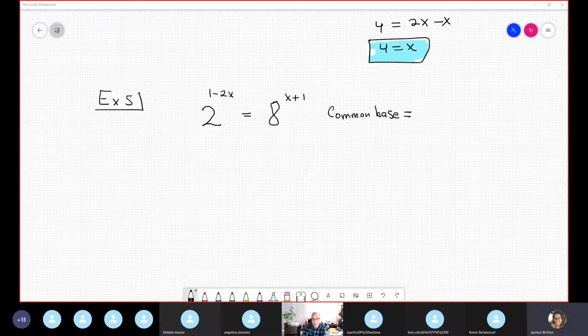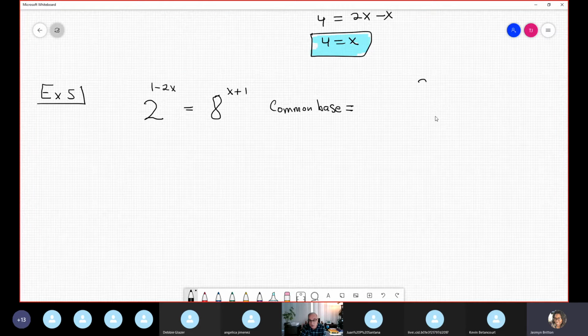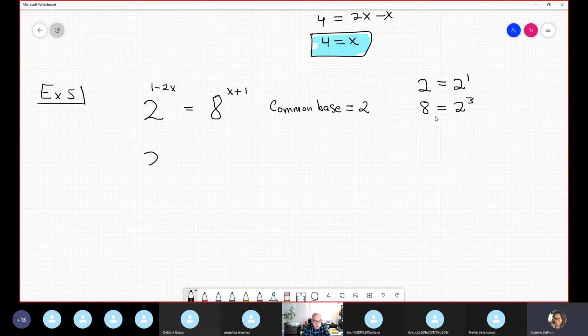Nobody has an idea? You are totally lost? The common base is 2, because 2 is equal to 2 to the first power, and 8 is 2 cubed. Exactly. So the conclusion, the common base is 2. This stays the same.